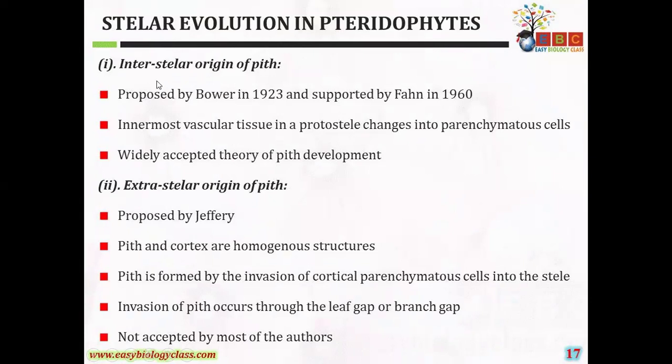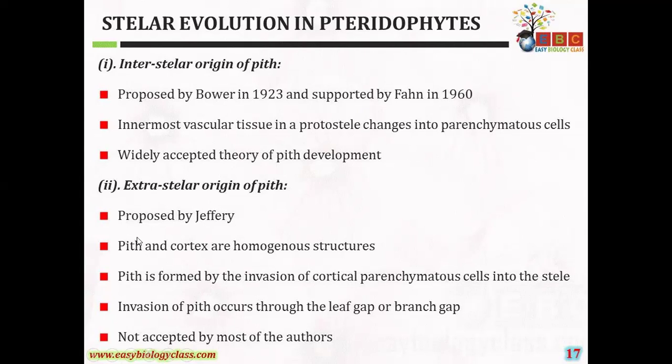So these are the two theories which were proposed by the scientists to explain how this siphonostele originated from the protostele. The first theory is called interstellar origin, whereas the second theory is called extrastellar origin. Interstellar origin was proposed by the scientist Bower and supported by Fawn. According to this theory, the innermost vascular tissue in the protostele changes into parenchymatous cells with pith development. Whereas extrastellar origin was proposed by Jeffrey.